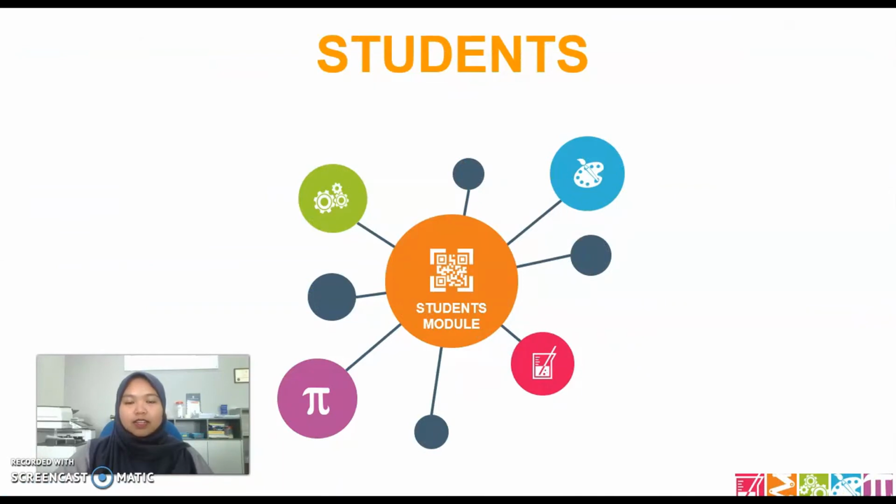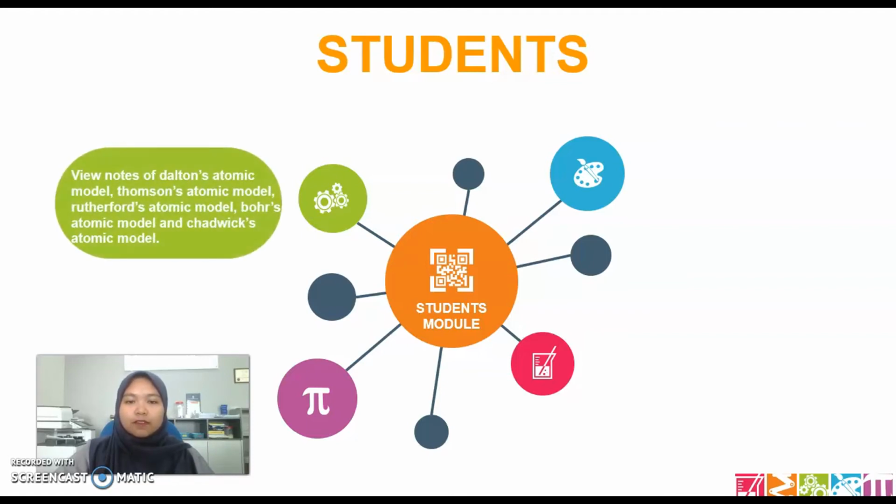Next, I'm going to talk about the functional requirements of my system. For students, the first functional requirement that must be included in the system is viewing notes of Dalton's atomic model, Thomson's atomic model, Rutherford's atomic model, Bohr's atomic model, and Chadwick's atomic model. Viewing notes is the main function of my system for a student.